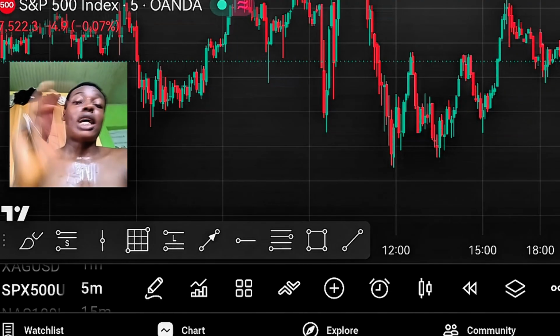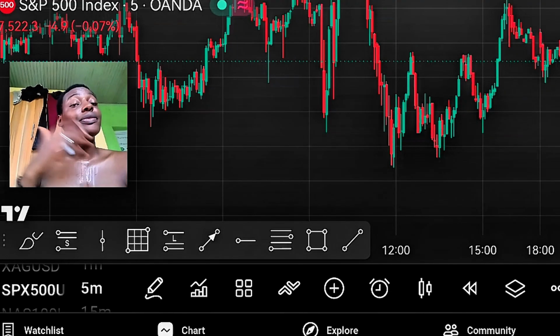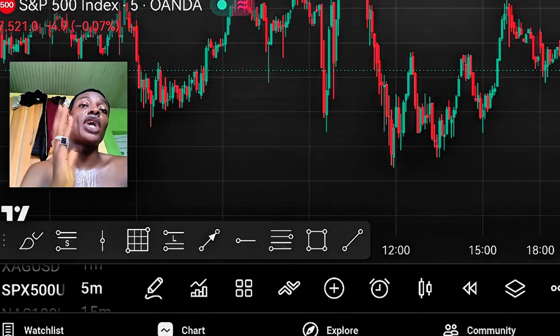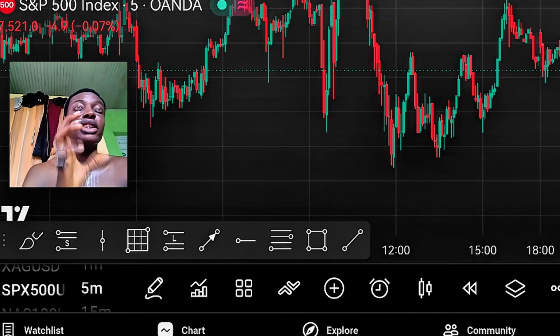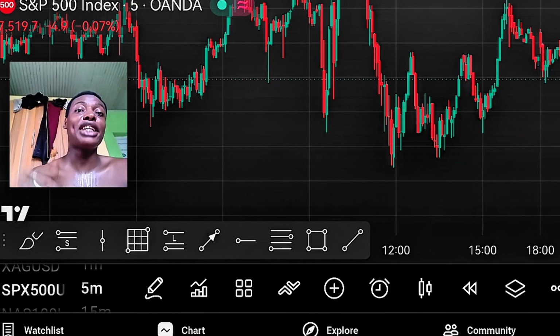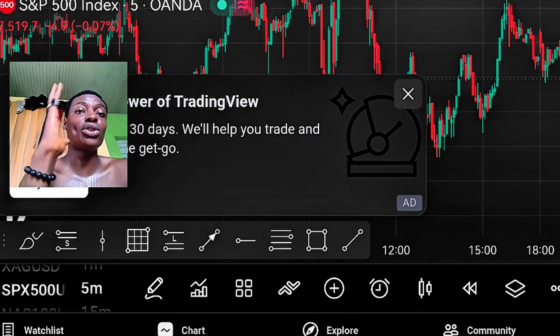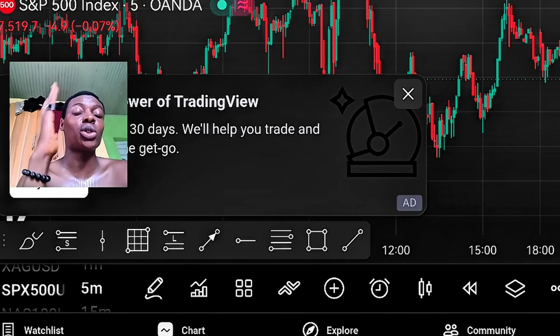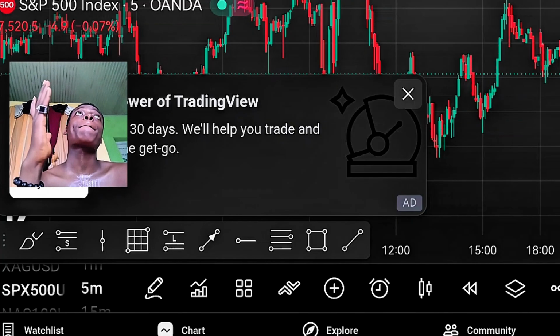Very simple. And I'm going to repeat myself again. We don't just look for equilibrium. All these are confluences that we join together into a strategy, and we use it to look for entries, to look for trades.